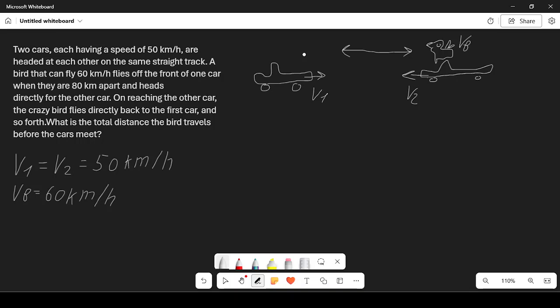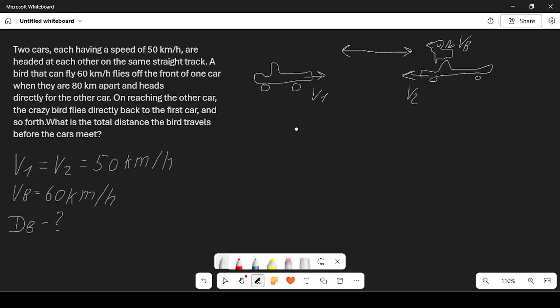And what do they ask us to find? What is the total distance the bird travels before the cars meet? So the cars go toward each other, and before they meet, what distance does the bird make? Okay, let's write: the distance made by the bird before the cars meet. We need to find that.